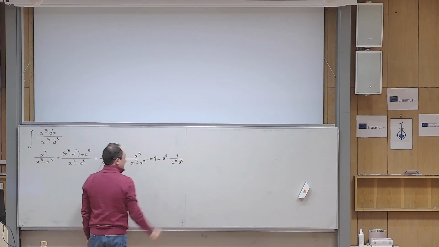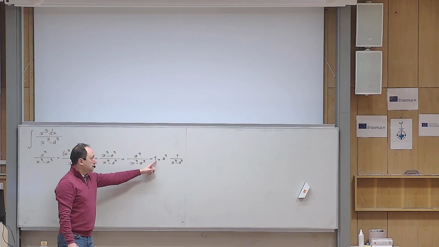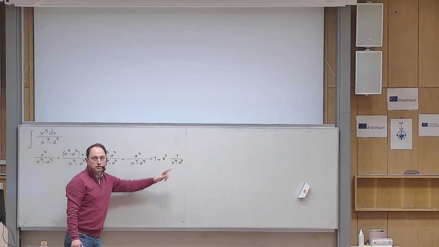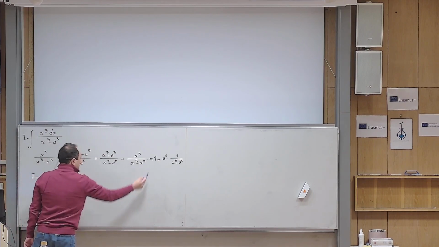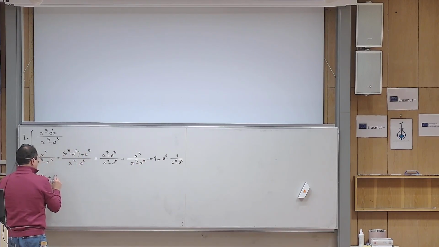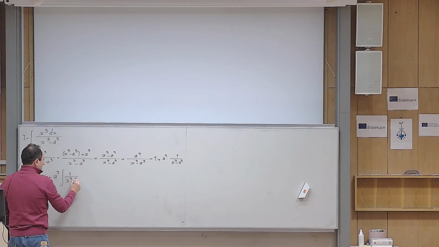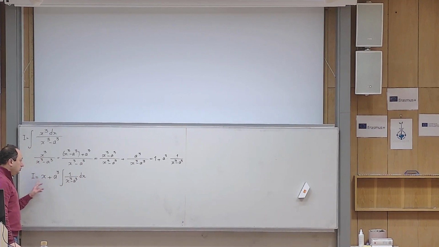x cubed minus a cubed. So this means that this integral can be written as the integral of the first function plus a cubed multiplied by the integral of the other function. If I call my integral I, then I is the integral of the first function, which is simply x. For the second function, a cubed is a constant, so it becomes a cubed times the integral of 1 over x cubed minus a cubed dx. So in order to answer I, the only problem in my way is to calculate this integral.